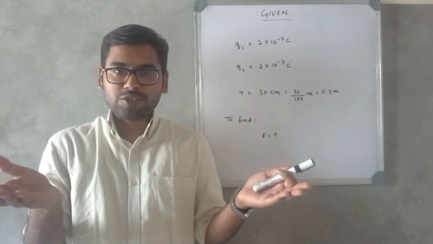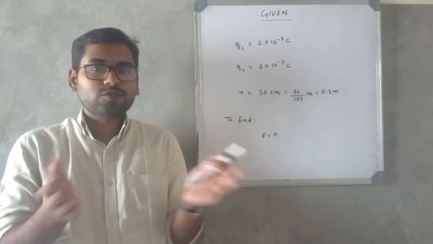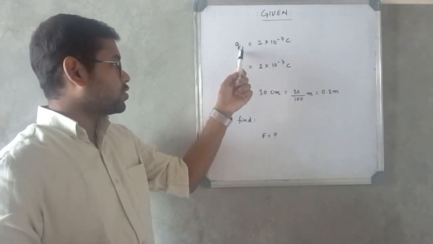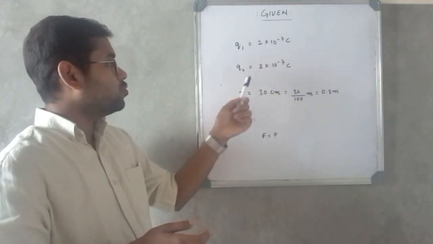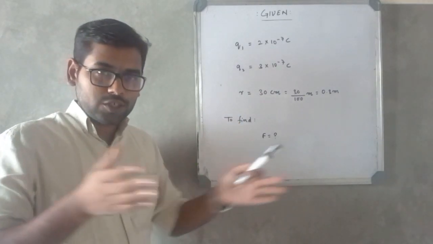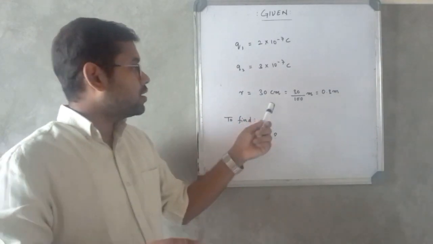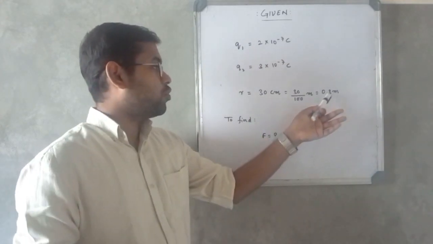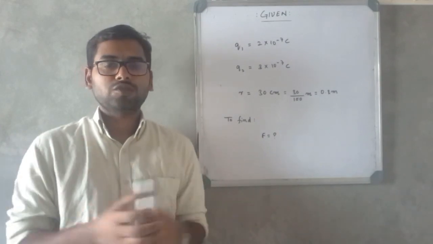Here we have two charged pairs and charges on these two pairs are given, and the distance between these two charges is also given. Let us denote the charges as Q1 and Q2, and let Q1 be 2 into 10 raised to minus 7 coulomb and Q2 be 3 into 10 raised to minus 7 coulomb. And R be the distance between these two pairs, and R is equal to 30 centimeters, and we will convert that distance in terms of meters, and that will be 0.3 meters. And we need to find the force between these two charged pairs.